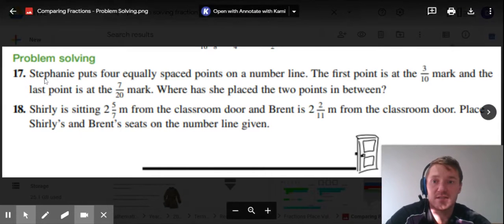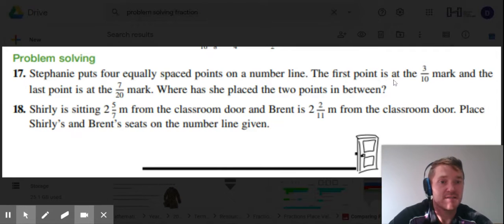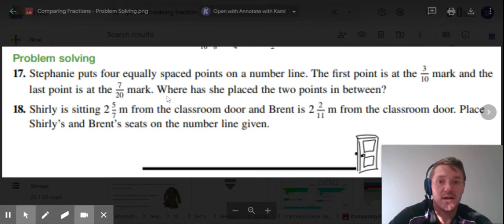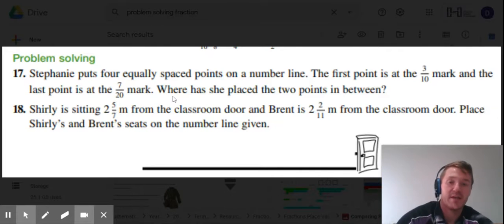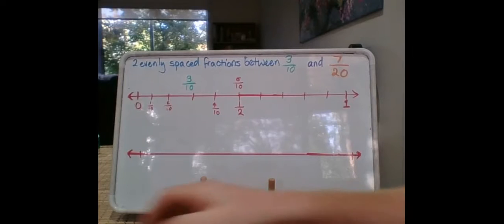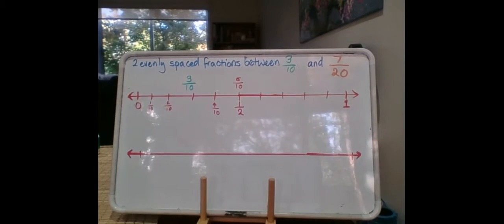So it says here that Stephanie puts 4 equally spaced points on a number line. The first point is at the 3/10 mark and the last point is at the 7/20 mark. And the question it asks you is, where has she placed the 2 points in between? So what you would need to do for this task, guys, is first have a go at trying to see where those fractions go on the number line.